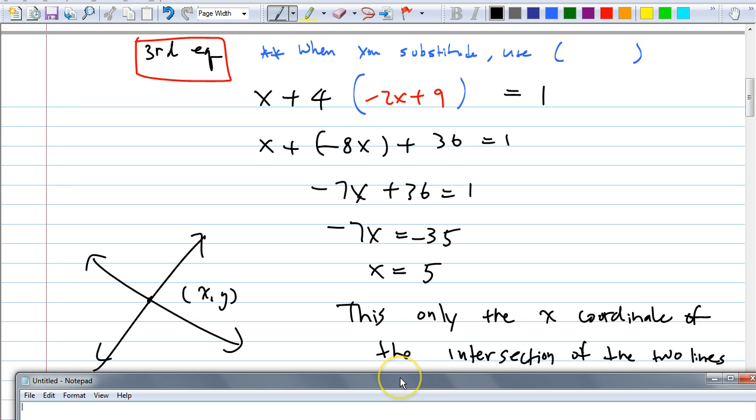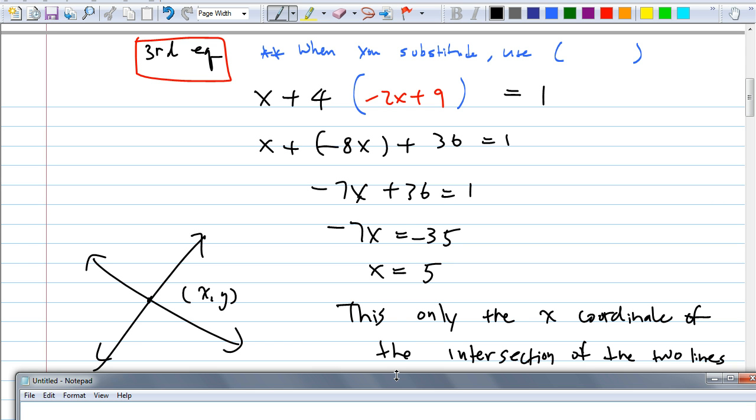So how do I find y then? That's great. Okay, so we know that we need one more coordinate. How do I find the y coordinate? Owen? You plug in the 5 for x into x plus 4y equals 1. Exactly. So you plug in x into which equation? The first one or the second one? How many people say first one? Raise your hand. How many people say second one? How many people say something else?